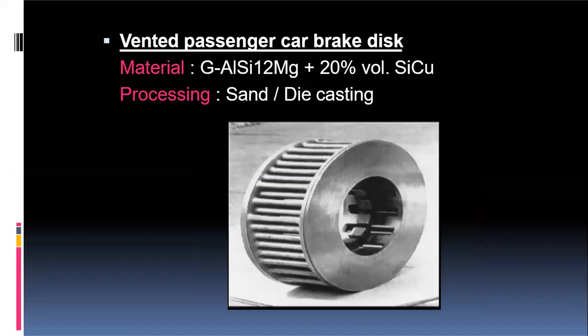The processing method for the car brake disc is sand casting or die casting. In industries you can also see the sand casting or die casting method. The processing method used for this car brake disc is the sand casting method.